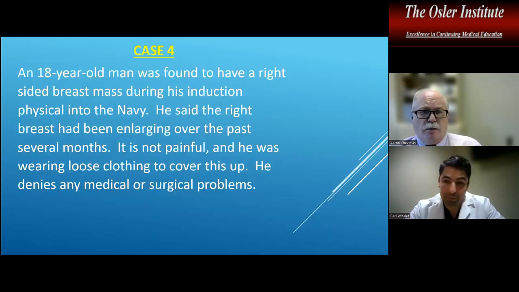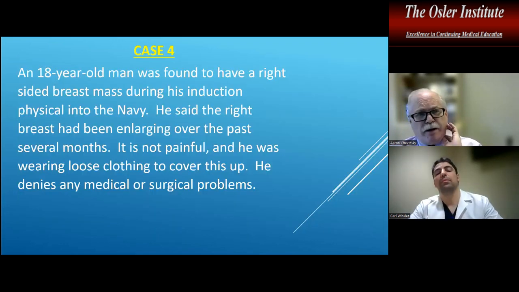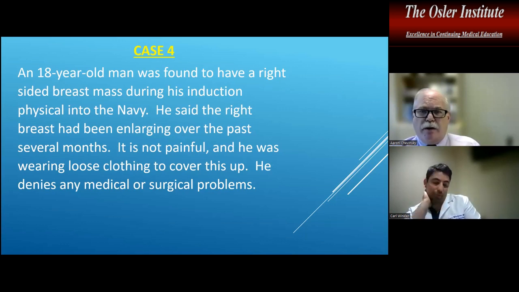Okay. So you're asked to see an 18-year-old man. He was found to have a right-sided breast mass during his induction physical into the Navy. He said the right breast has been enlarging over the past several months, not painful, and he was wearing loose clothing to cover it up. He denies any medical or surgical problems. Okay. I would ask the patient a few questions: family history of breast cancer, any exogenous hormone or steroid use, and then I would physically examine bilateral breasts and axilla to see if there was symmetry or a discrete mass as opposed to a swelling of the breast.